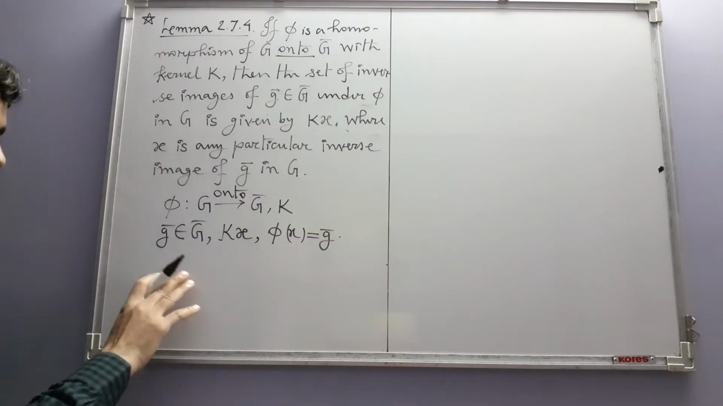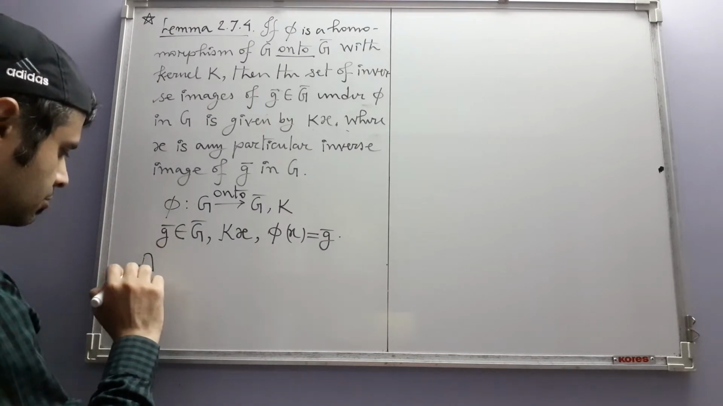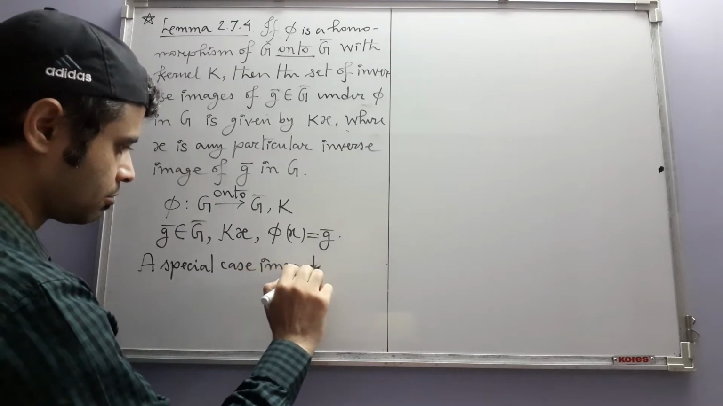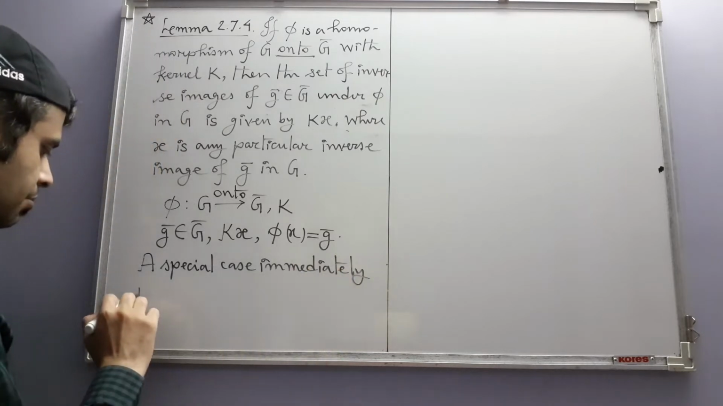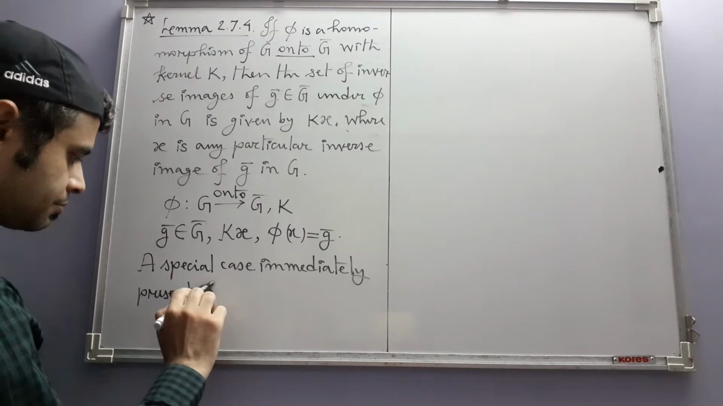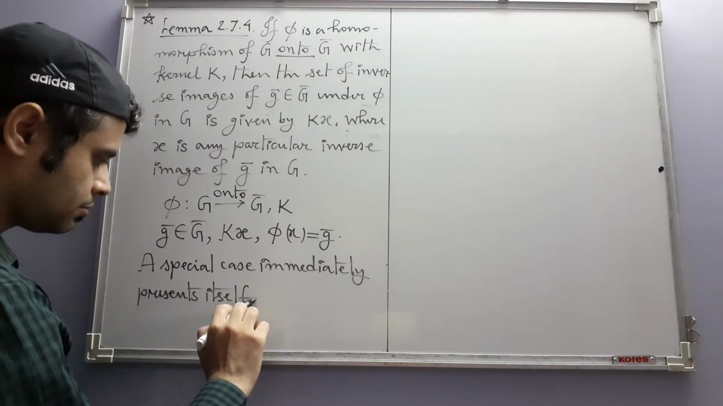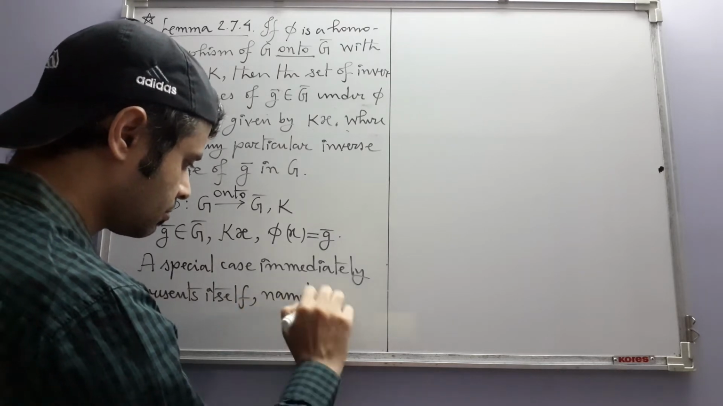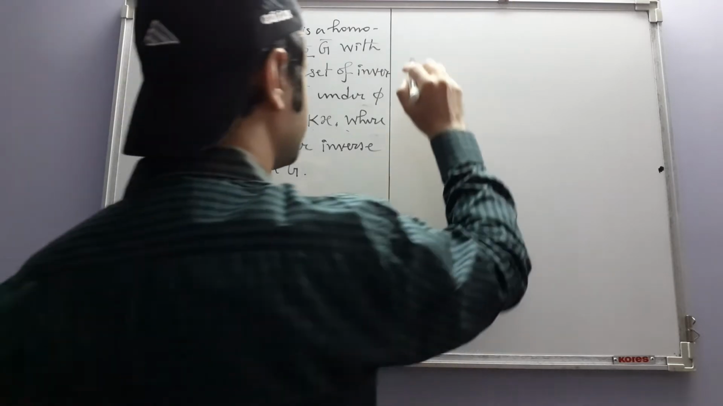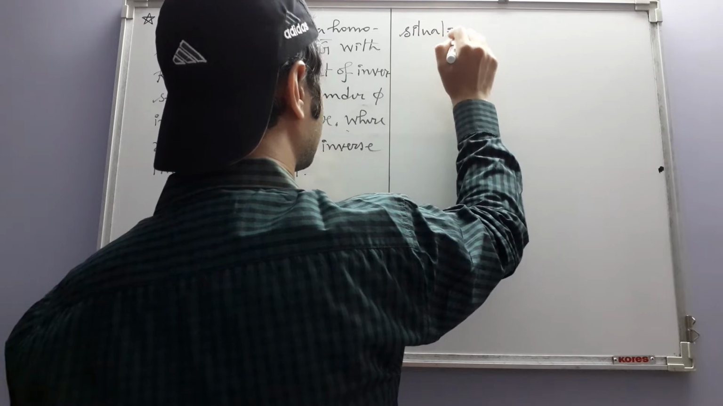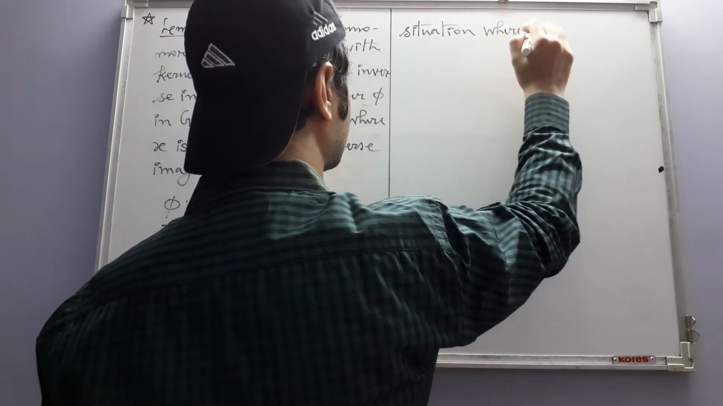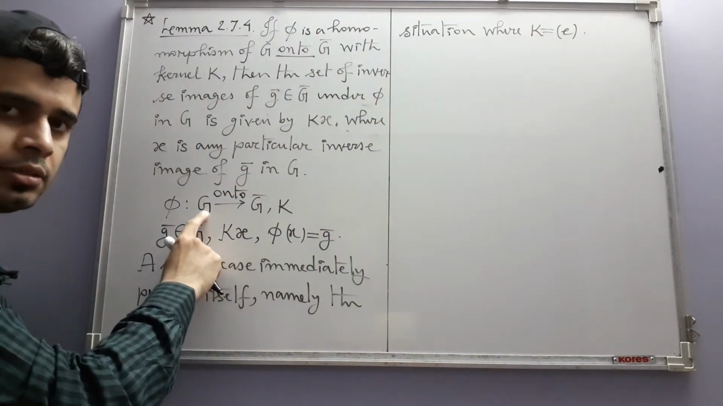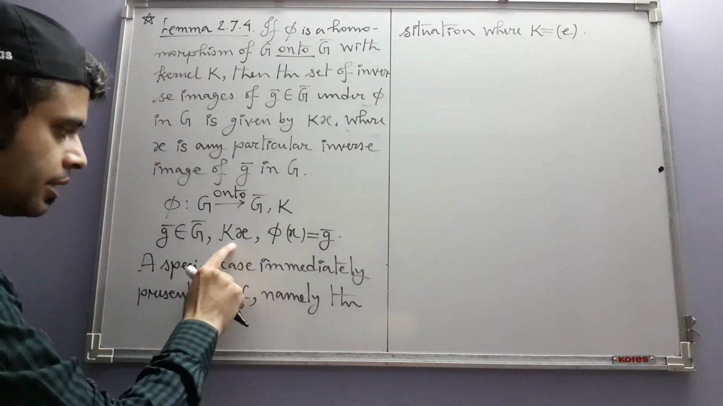Now in this situation we look at a special case. A special case immediately presents itself, namely the situation where K is the trivial group consisting of only the identity element in G, in the domain group. If this happens, then what additional can we say?